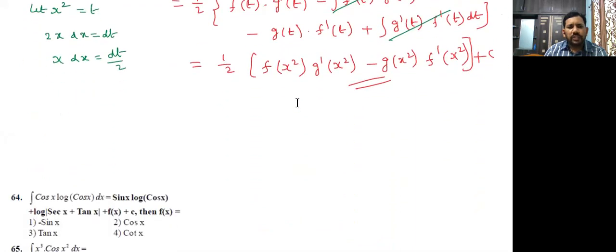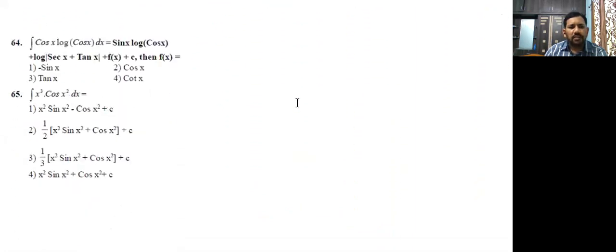I am going to the 64th question. See this. How to do the 64th question? What we have to take: integration cos x log cos x. So directly we can do integration by parts. This is trigonometry, this is logarithm. Logarithm will be the first function.